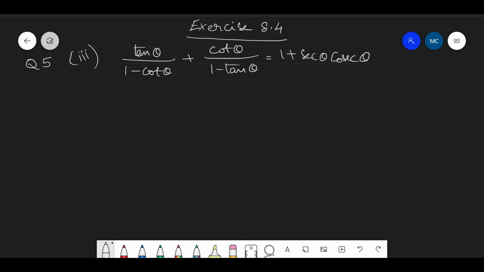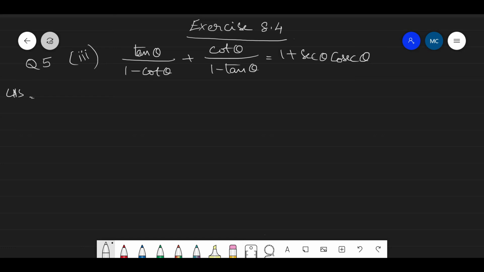See, now the third bit is tan theta by 1 minus cot theta plus cot theta by 1 minus tan theta is equal to 1 plus secant theta cosecant theta. This problem is very important. Many times it came in the board exam. So we will take the LHS and we'll start with that.